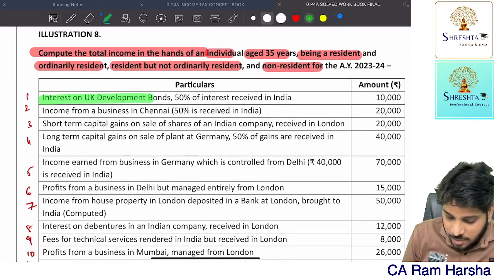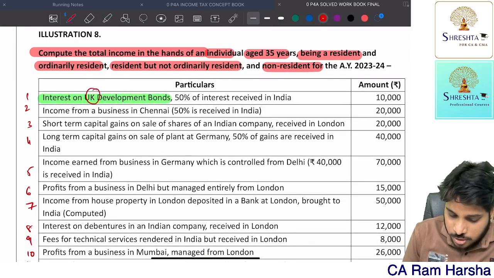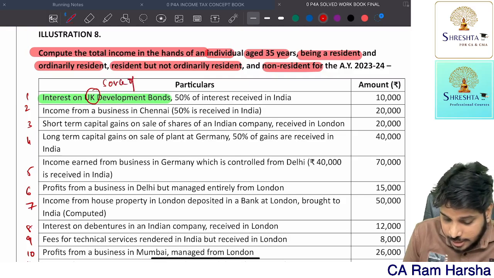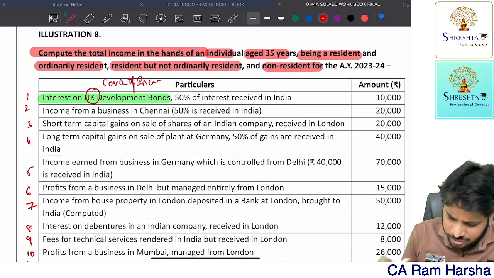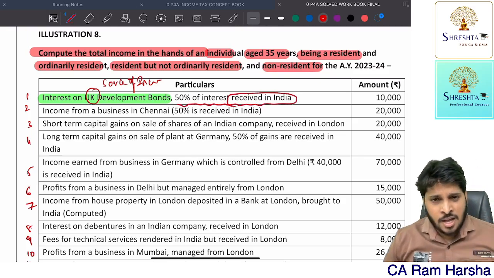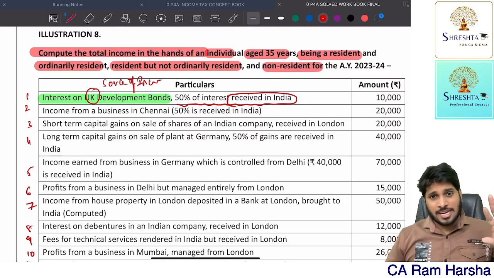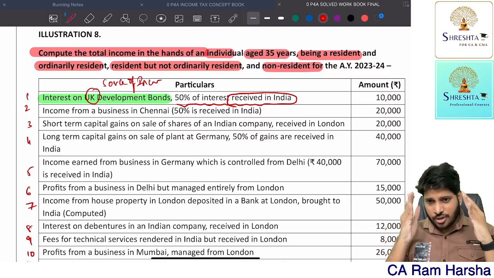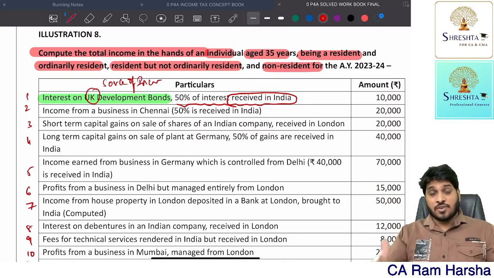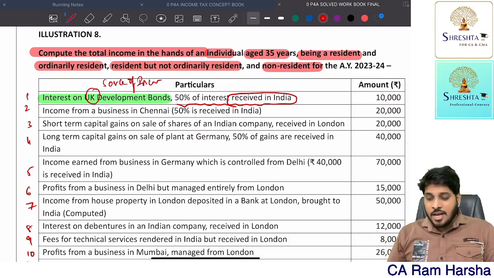Interest on UK development bonds. So UK development bonds means what? Source of income is outside India. Okay, fine. Anyhow, 50% is received in India. Right now, don't consider double taxation, all that, ignore all that. I just gave you this for your understanding of how residential status works across the world. Getting it? Fine. 50% is received.